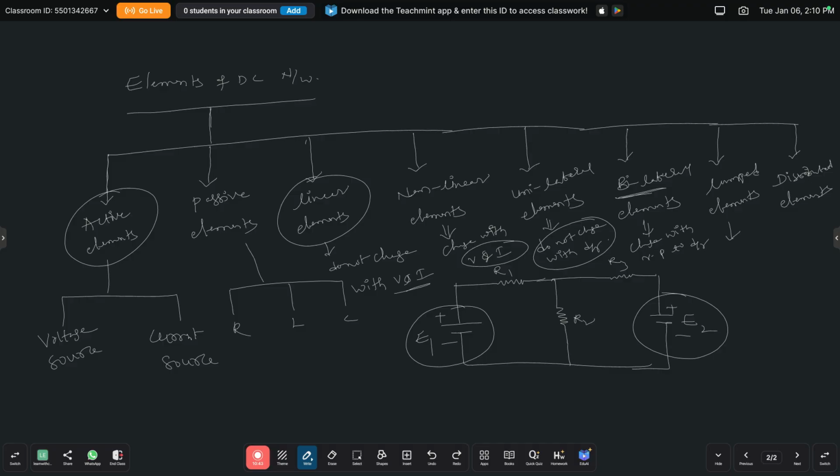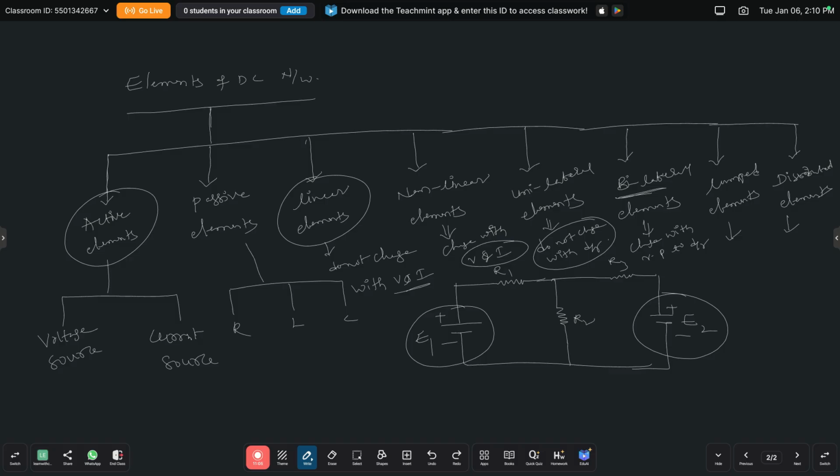And coming to lumped elements, lumped elements are the elements in which physical separation is possible. And distributed elements are the elements in which physical separation is not possible. So these are the basic circuit elements.